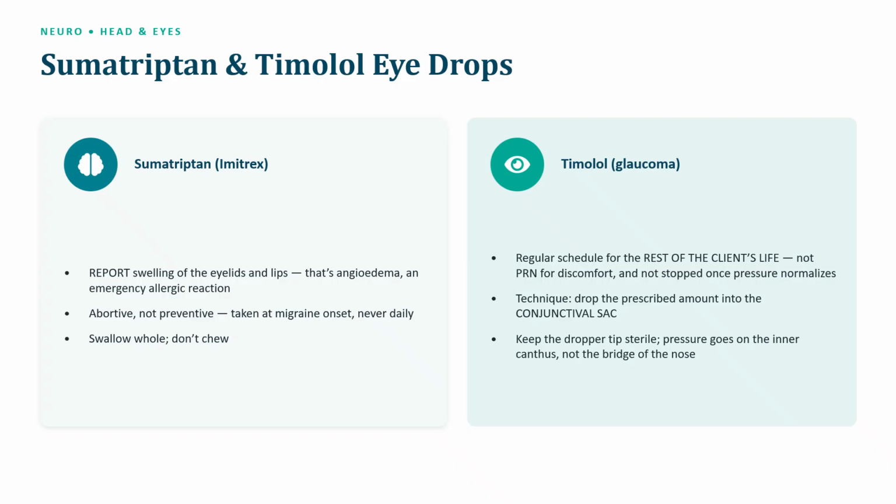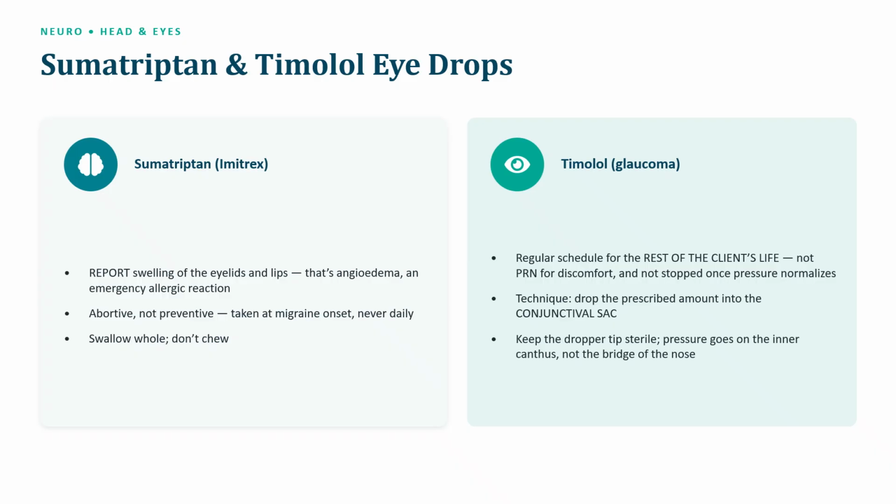Now, timolol is a beta blocker that's used for glaucoma. And remember the LOL medications, right? Those are the beta blockers. So timolol is a beta blocker used for glaucoma. It is taken on a regular schedule for the rest of the patient's life. It is not used as needed for eye discomfort, and it is not discontinued once intraocular pressure normalizes. Glaucoma is asymptomatic while it damages vision. So patients need to understand that it is going to be an ongoing maintenance therapy.